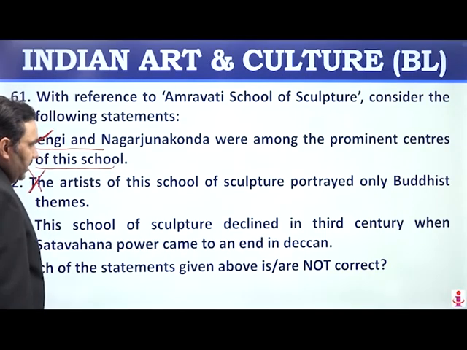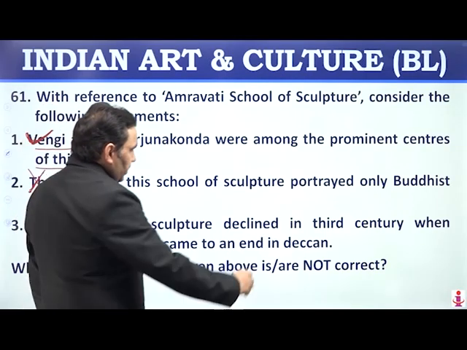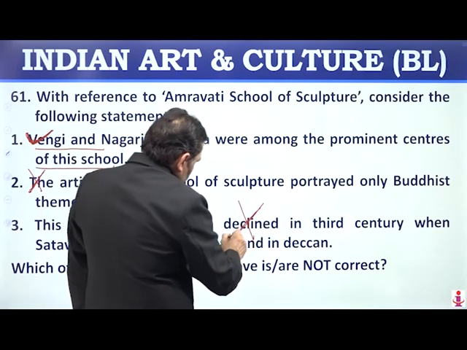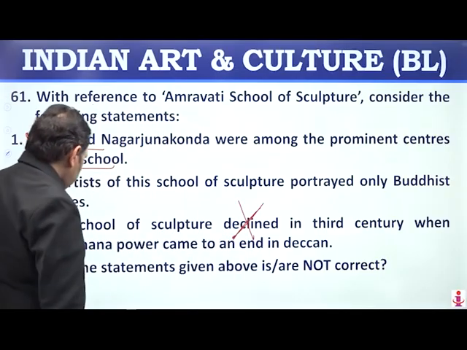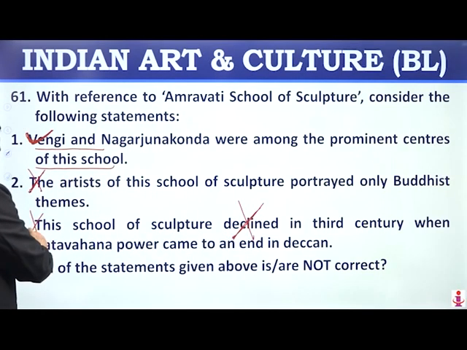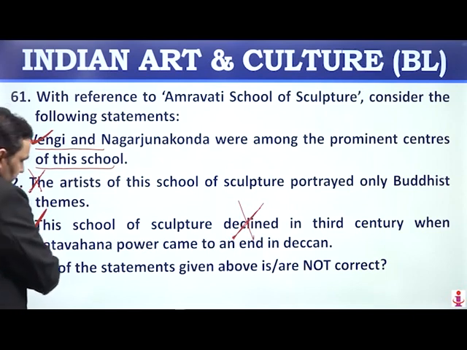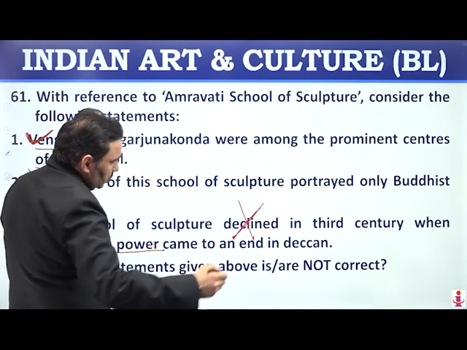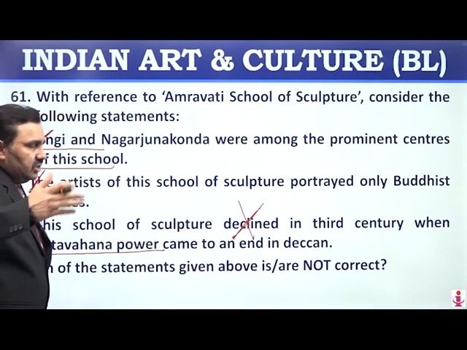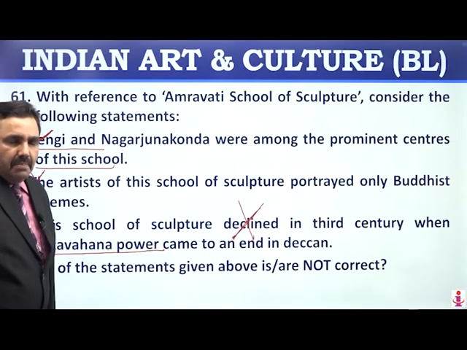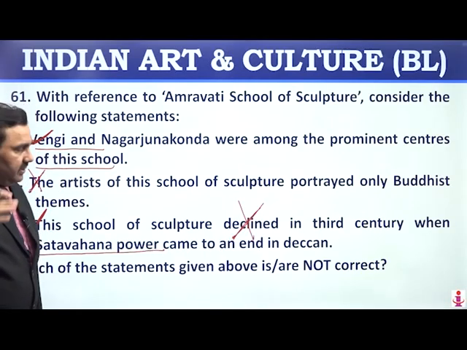They also made images of birds and animals. This school of sculpture declined in 3rd century. It did not decline. It continued under Pallavas and Cholas later. So Satavahanas declined in 3rd century AD. Satavahanas patronized this school from 2nd century BC to 3rd century AD, but it did not decline with Satavahana power.